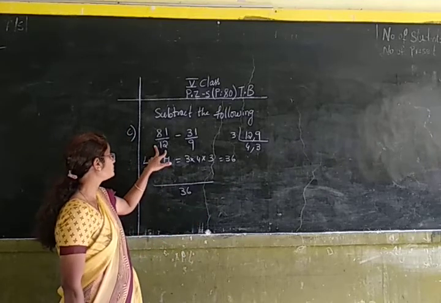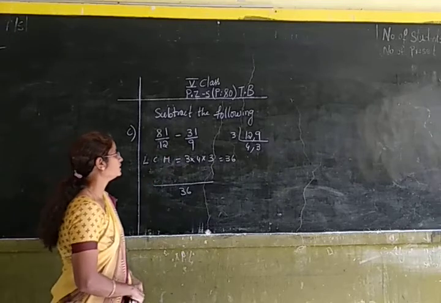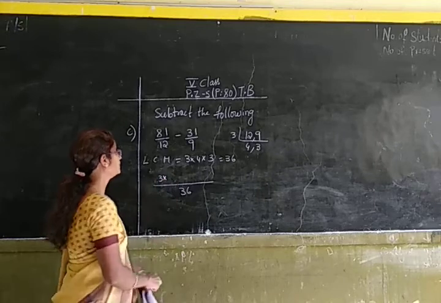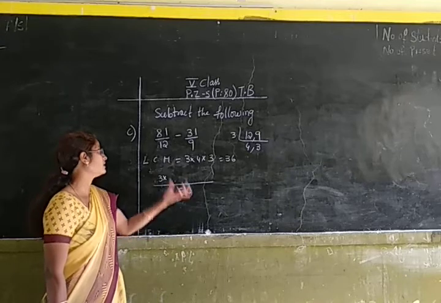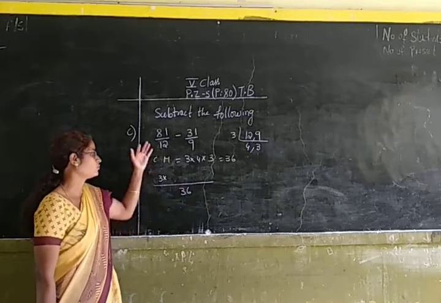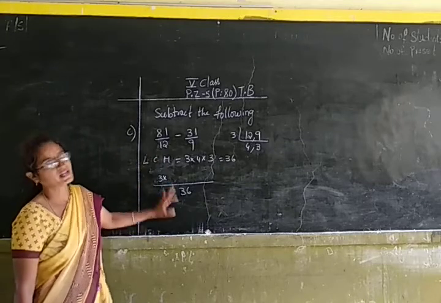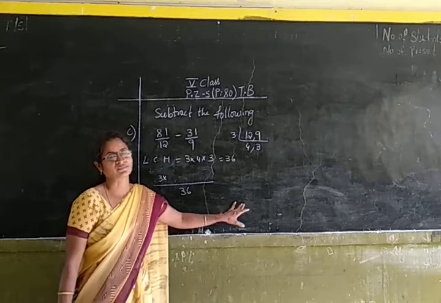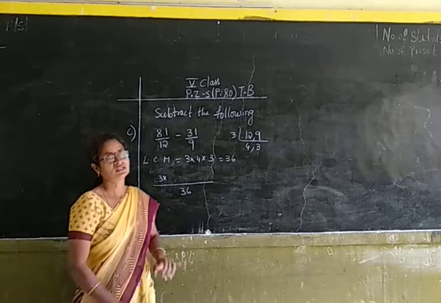Now how many times does 12 go in 36? 12 goes in 36 3 times. Children, here you can find out by reading the table, or you can divide 36 by 12 and find out how many times 12 goes in 36. Already I have shown you in the example sum. So in that way you can divide and find out.